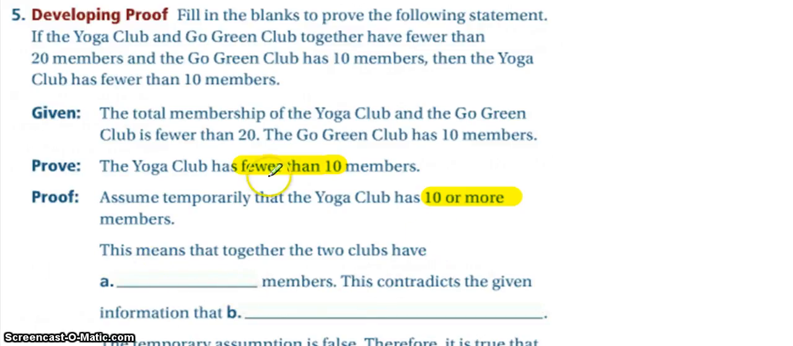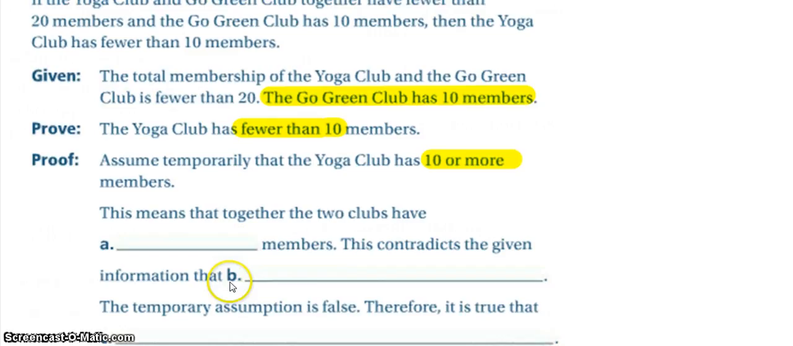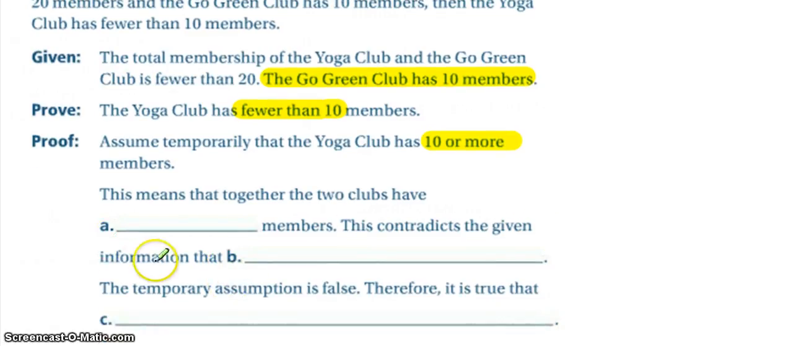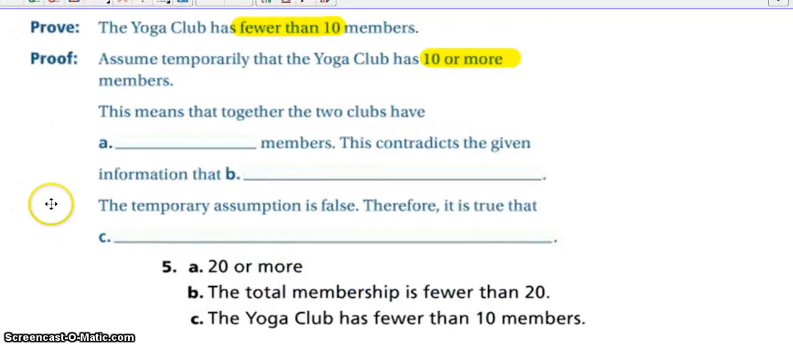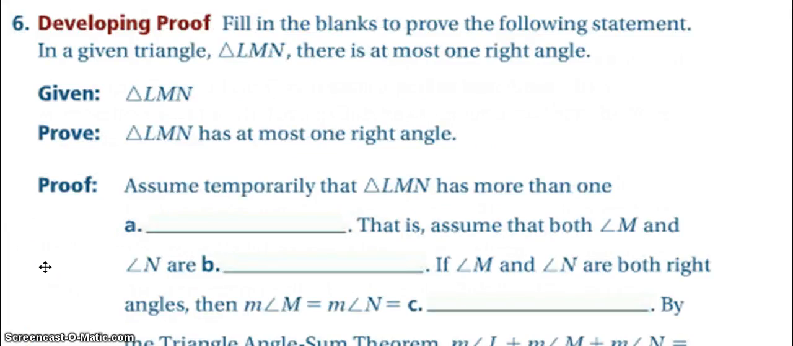Well, if Go Green has 10 members, and Yoga Club, we're assuming, has 10 or more, then this would have to be 20 or more members. This contradicts the given information that they combined have fewer than 20, and therefore, since that temporary assumption is false, we can conclude that the Yoga Club has fewer than 10 members. So there are your answers listed out right there. So pause the video and completely fill in the blanks for number 6.